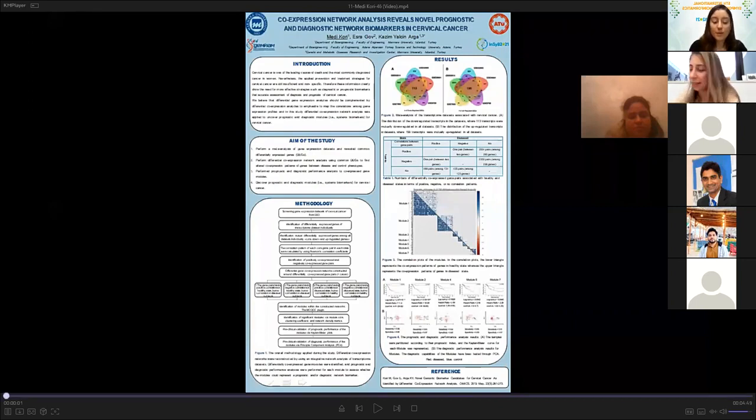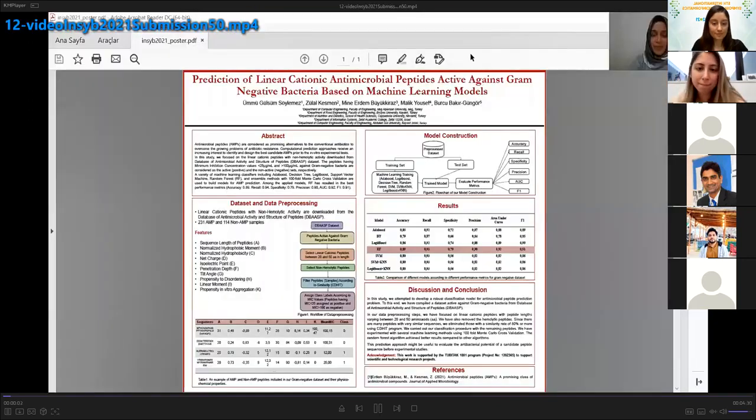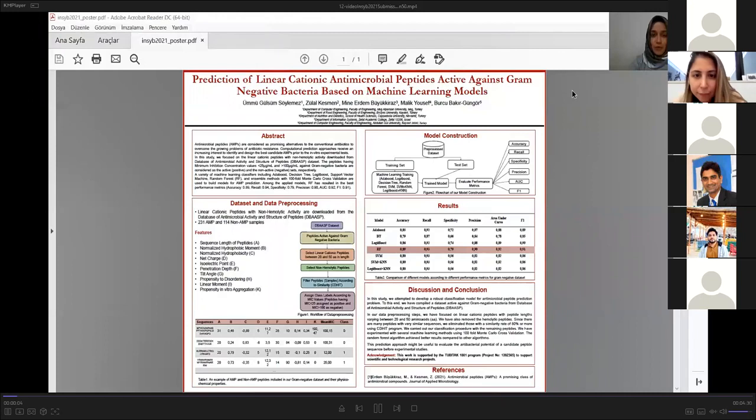Okay, then. Prediction of linear cationic antimicrobial peptides active against gram-negative bacteria based on machine learning models. Hi everyone, my name is Ümmü Gülsüm. Today I will explain our project. Our project title is Prediction of Linear Cationic Antimicrobial Peptides Active Against Gram-Negative Bacteria Based on Machine Learning Models.